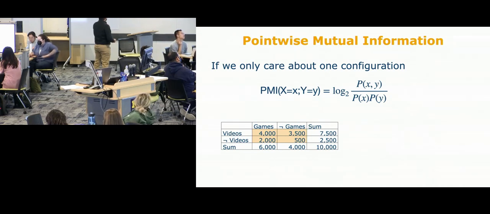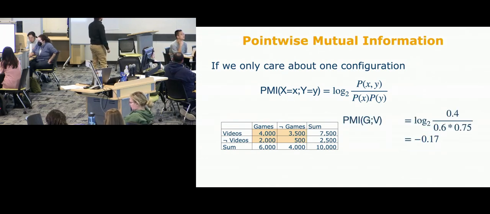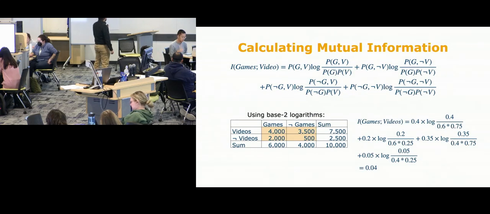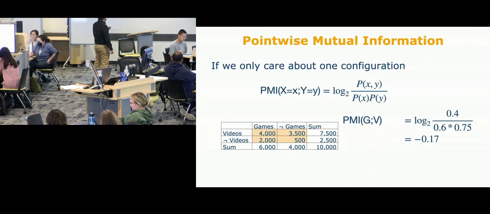If we have to compute the mutual information between video and games, we could just compute it like this. So let's say we have to compute the point-wise mutual information between games and videos, what we saw here, it would come out to be minus 0.17.